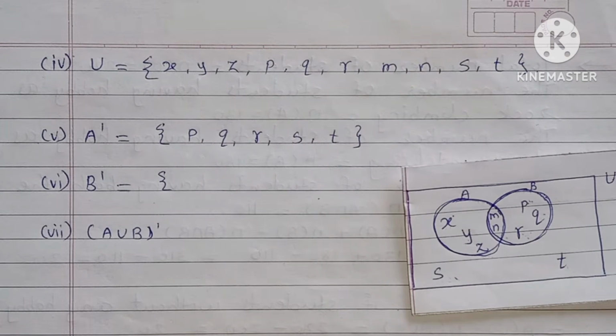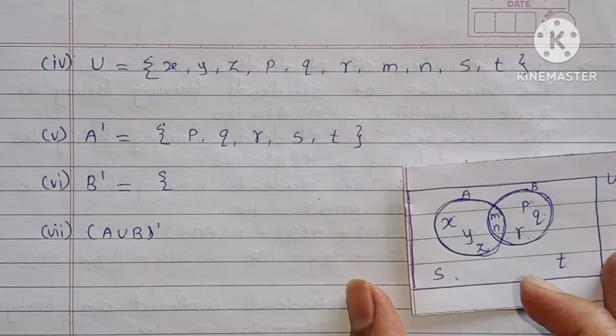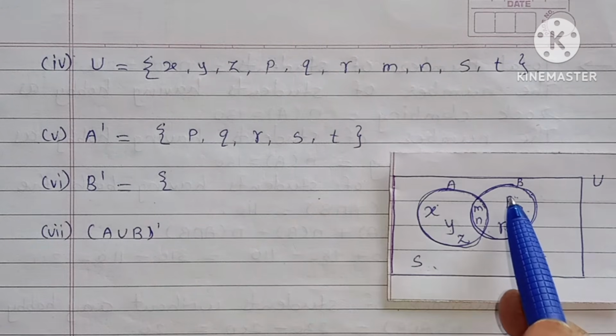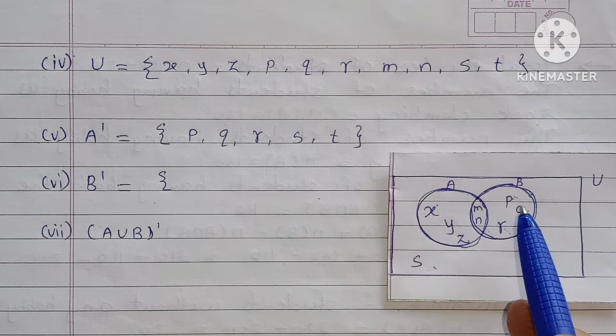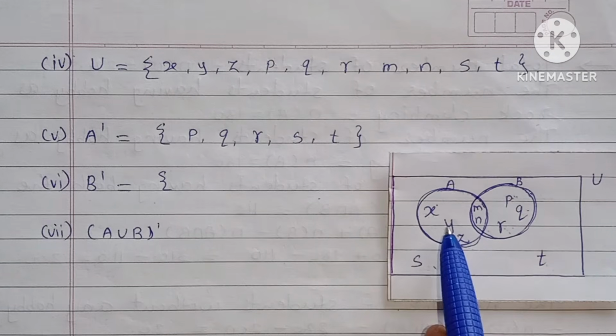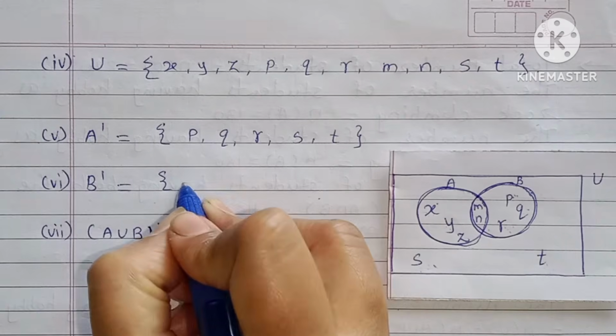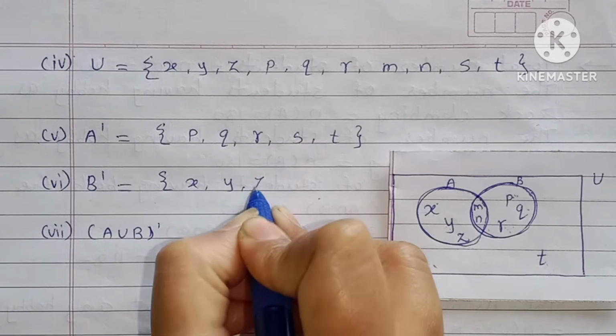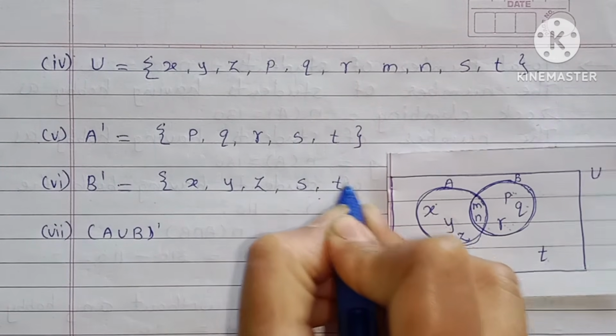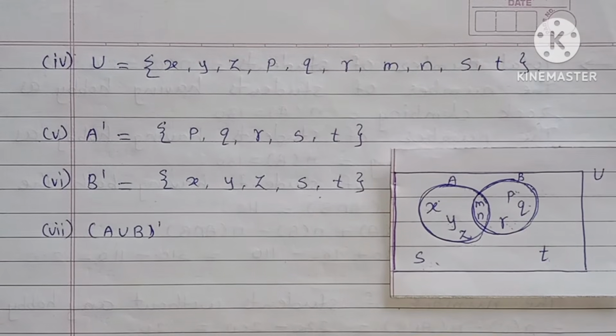Next, complement set of B. In B, which elements are there? P, Q, R, M, N. वो छोड़कर remaining means X, Y, Z, S and T.